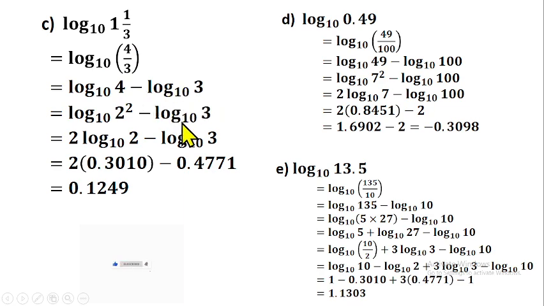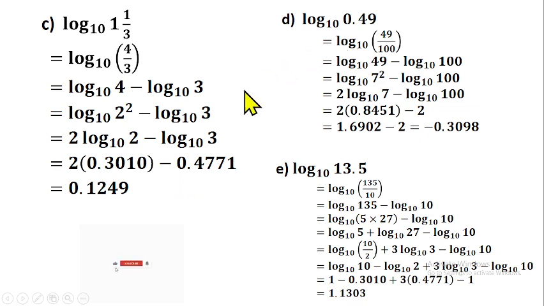We are given the value of log 3, but we are not given the value of log 4. Then we can simplify log 4, this 4 a bit further to derive 2 from it by changing it to index form 2 raised to power 2. Then this power of 2 will go to the back here according to the law of logarithm. Then we have 2 log 2 minus log 3. We are given the value of log 2, which is 0.301. We are given the value of log 3, which is 0.4771. If you simplify this, you have 0.1249 with your calculator.